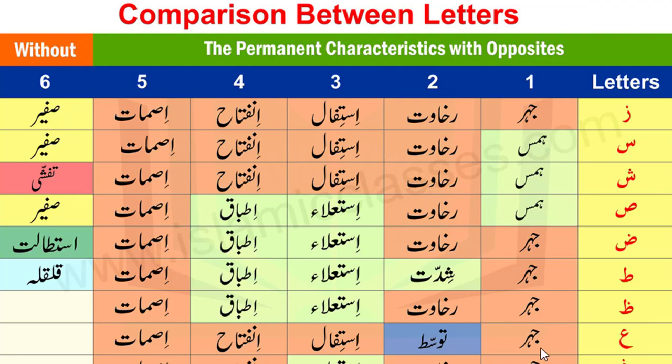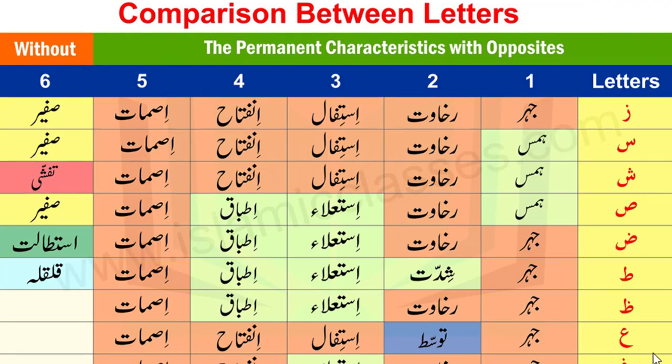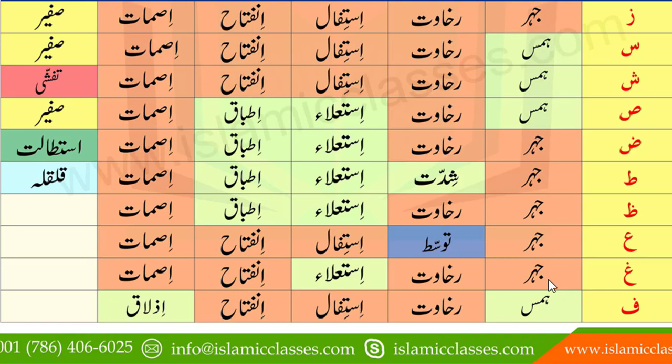Ain, it has Jahar, but Tawassut, like the middle, we say Budu, Ar. We cannot say it with Shidda quality, or we cannot say Rakhawa like Ar, like soft, too soft. Okay, Tawassut, middle. Budu, Istifal, Infitah, Ismat qualities are in this letter. Ghain, it has Jahar, Rakhawa, Isti'la. This Isti'la makes it different from other letters.